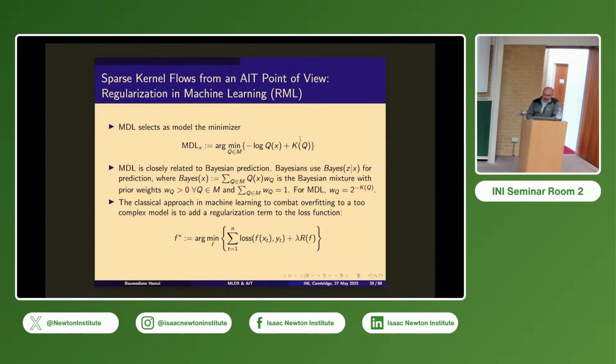So you see the difference is that, instead of having linearity with respect to lambda, the regularizer here is fixed. K of Q is a term coming from AIT. Lambda times R of F is coming from classical approaches in machine learning. The loss here has to be log loss. In machine learning, the loss can be anything. So in a way, there is a link between both approaches. And it's this that allows us to reformulate sparse kernel flows.